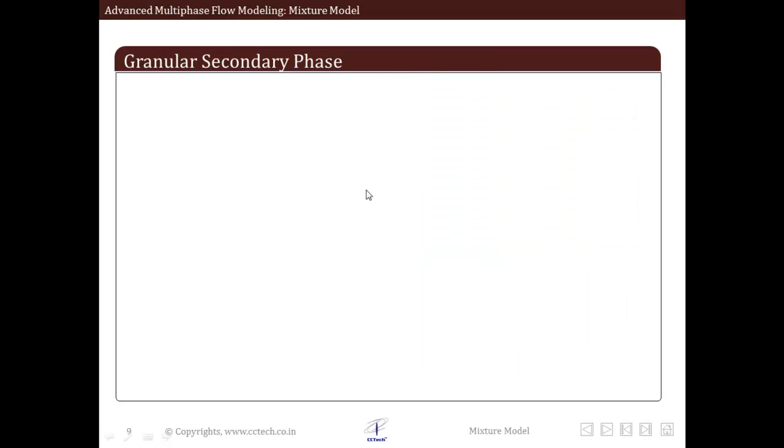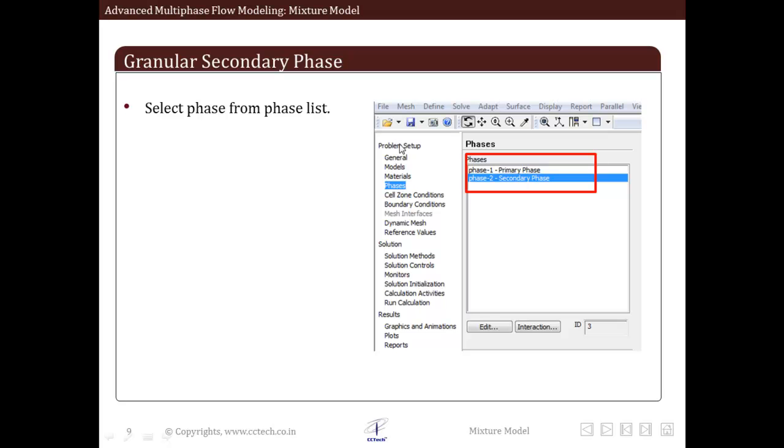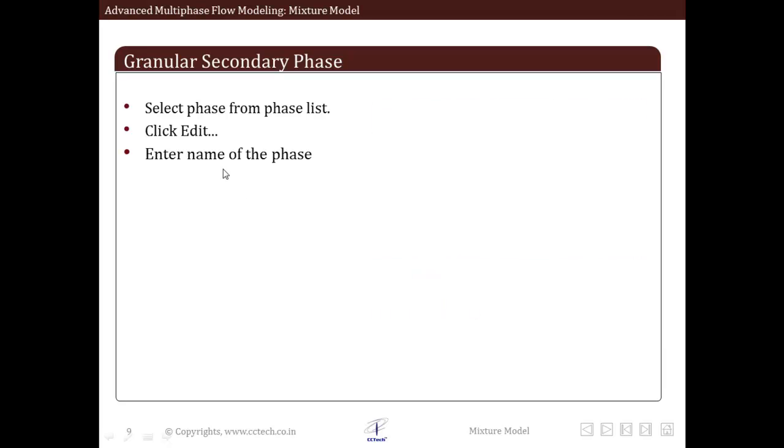Next we define the granular secondary phase. We select the phase from the phase list. That is, we go to problem setup, we click on phases and we select the secondary phase. Then we click on edit. Then we enter the name of the phase.